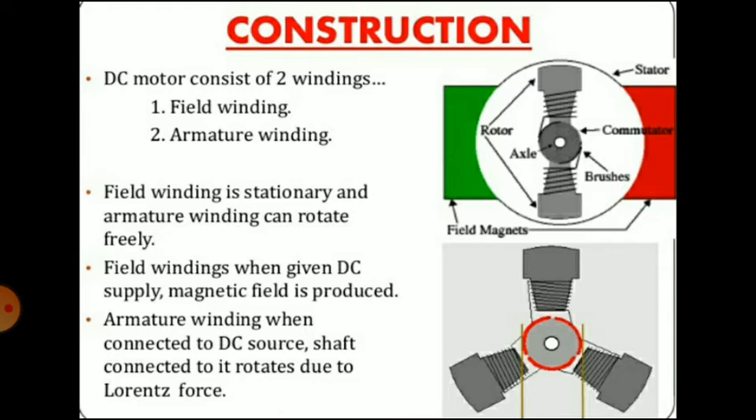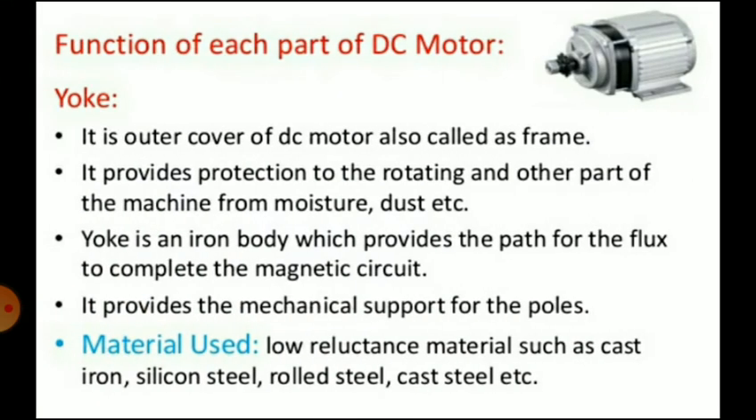When the field windings are given DC supply, a magnetic field is produced. When the armature winding is connected to a DC source, the shaft connected to it rotates due to the Lorentz force. Now we will see the function of each part of a DC motor.